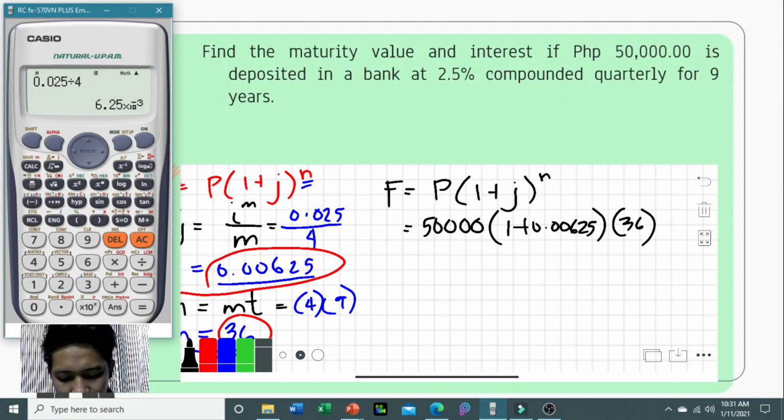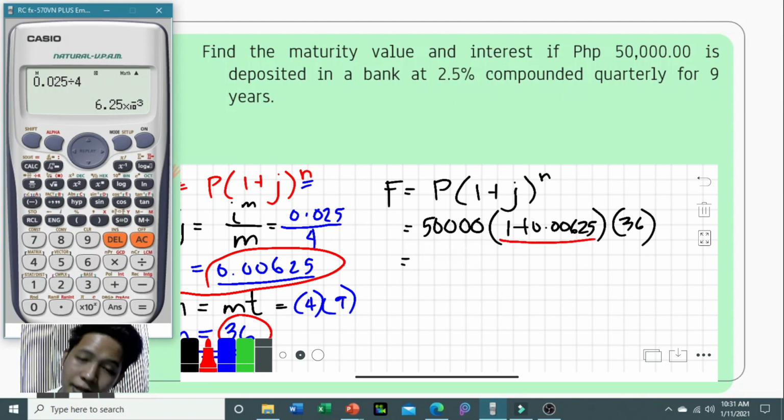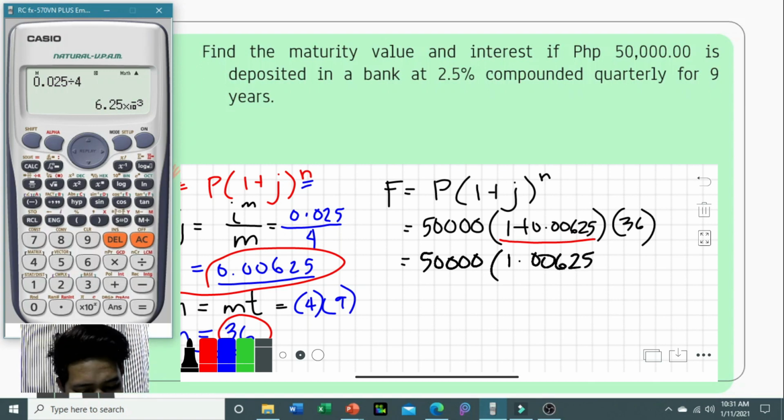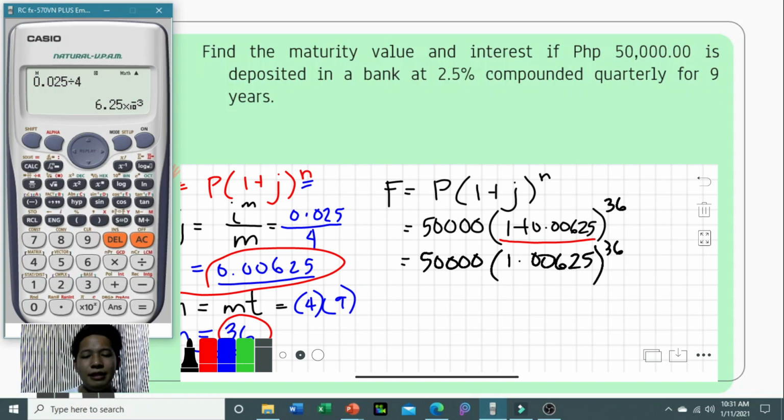Okay? So we first simplify this. Yung nasa loob ng parenthesis, we have 50,000 multiplied by 1.00625. Ay, sorry, hindi po ito multiplication, but this is our exponent, sorry, that would be 36. Okay, so raised to 36.